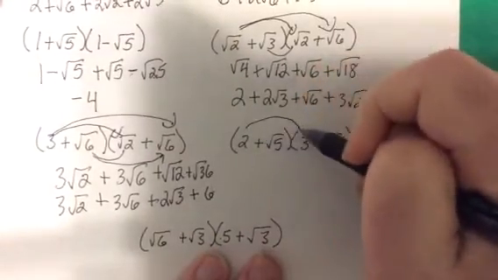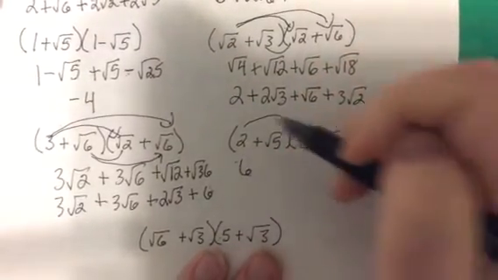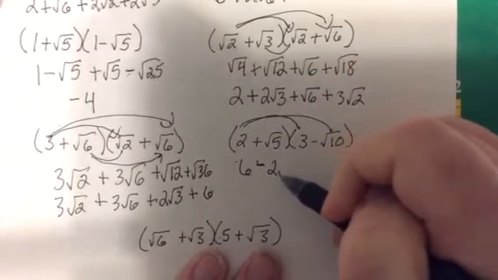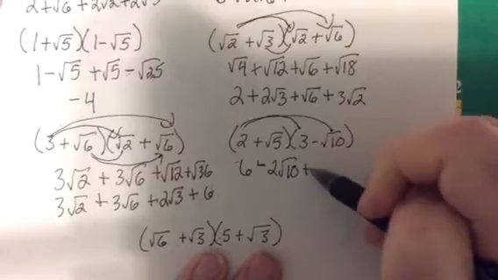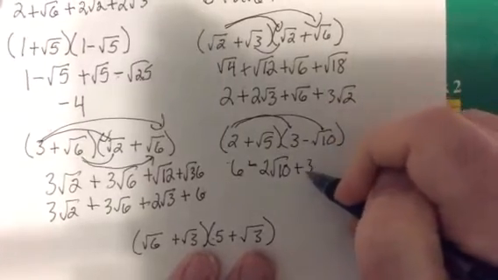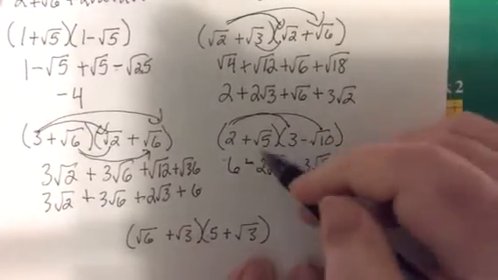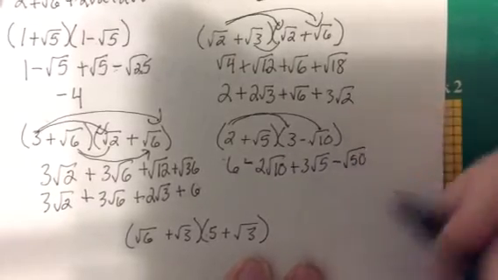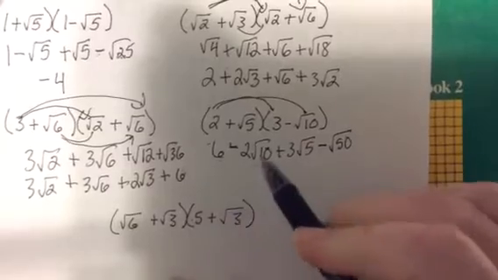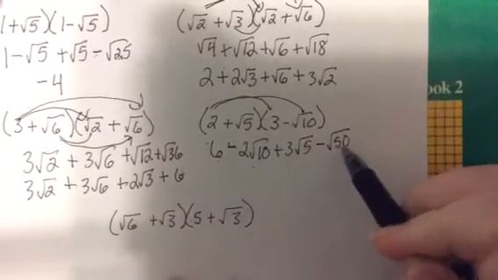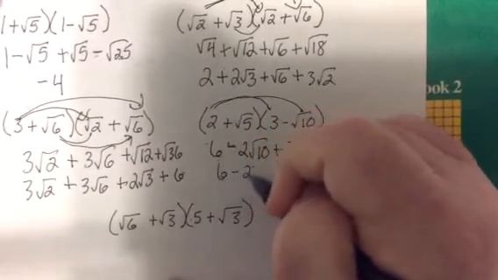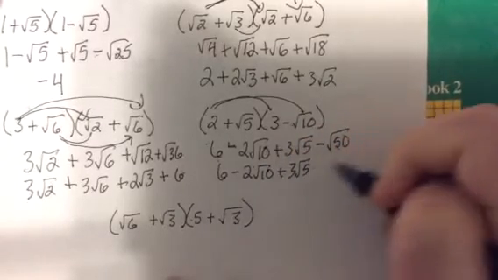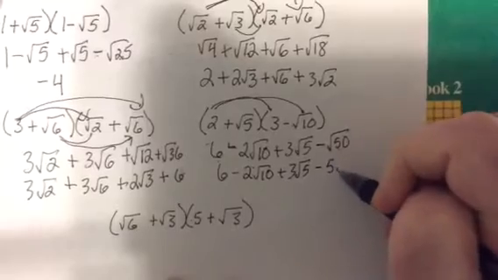So here we go. 2 times 3 is 6. 2 times the negative square root of 10. Square root of 5 times 3 is 3 square root of 5. Square root of 5 times, it'd be negative square root of 50. So can't do anything, can't do anything, can't do anything. Oh, 50 is 25 and 2. So it's minus 5 square root of 2.